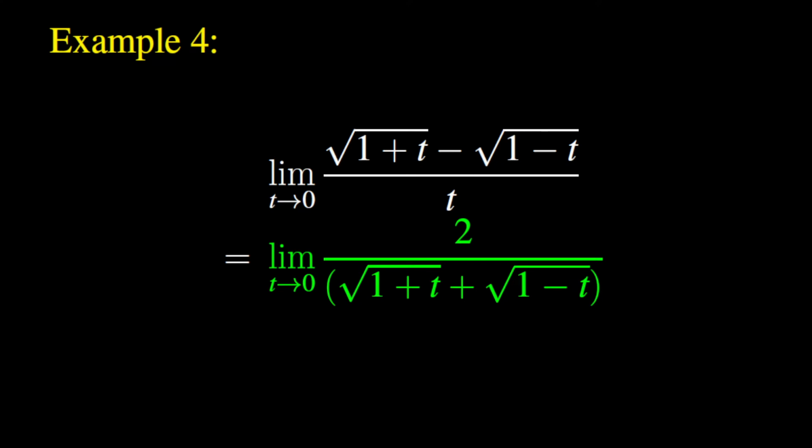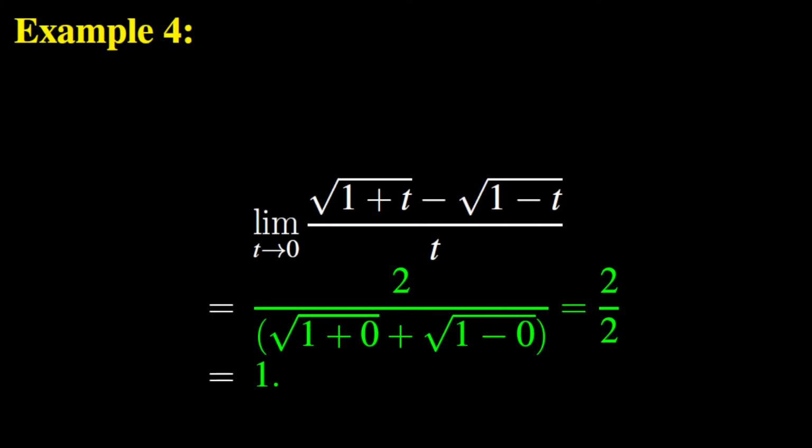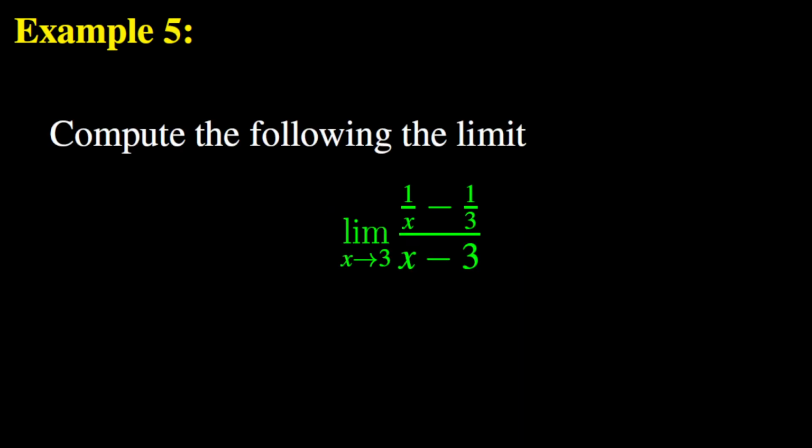We can now compute the limit by replacing t with 0 in this expression. When we do so, we get 2 divided by the square root of 1 plus 0, plus the square root of 1 minus 0. This equals 2 over 1 plus 1. So the final answer is 2 over 2, consequently, the limit is equal to 1. Now let's solve the fifth example.